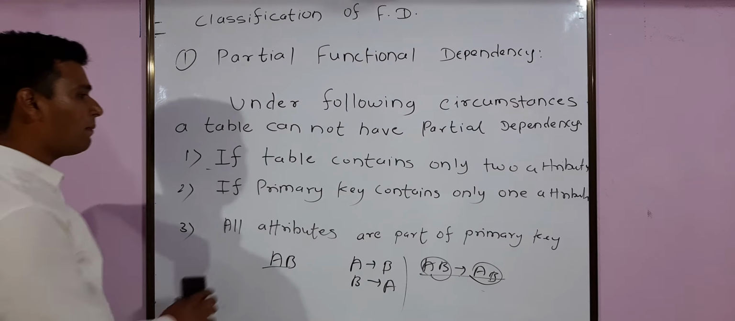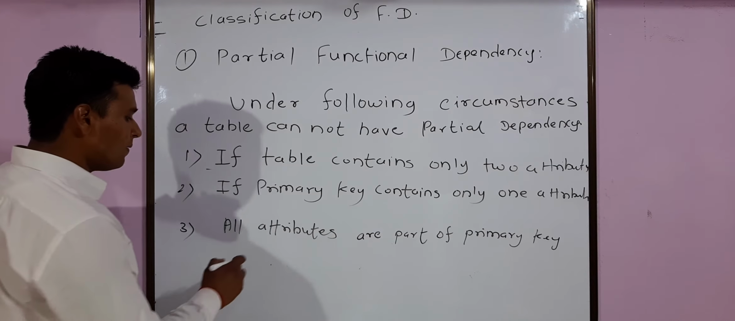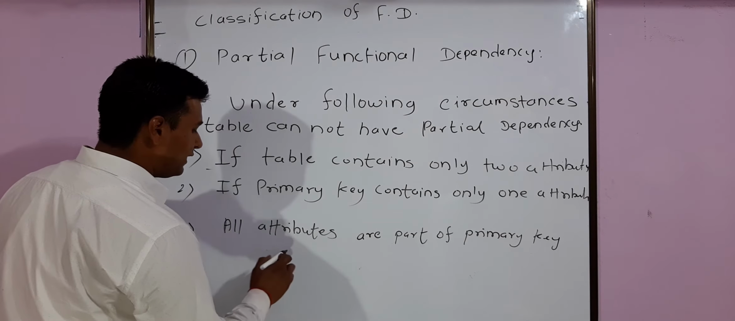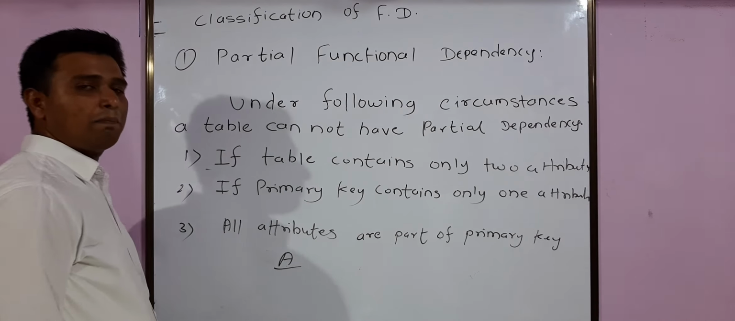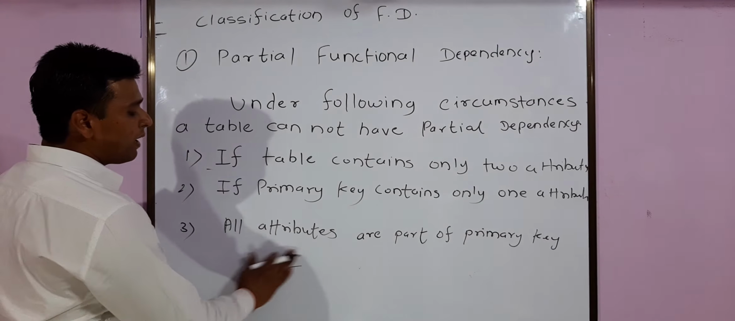Now consider the second example again. If the primary key contains only one attribute, like A is the primary key, then the primary key cannot have different parts, so no other attribute can be determined by part of the key.